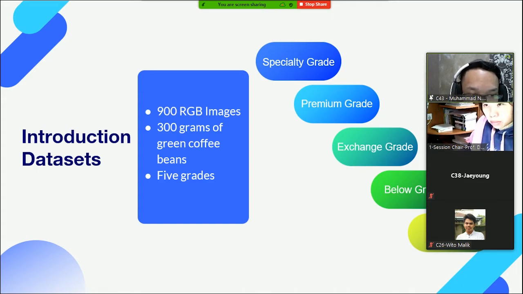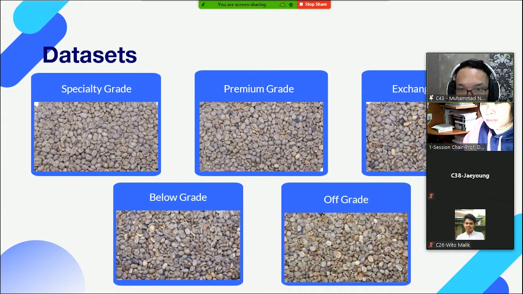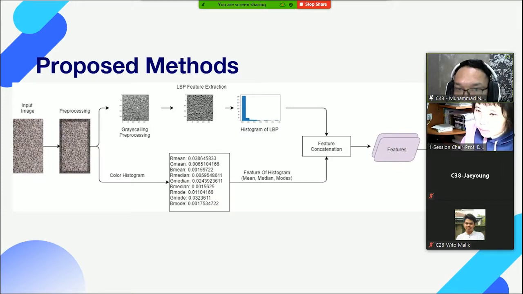There are 900 RGB images as input, with each image containing 300 green coffee beans, and we classify the images into 5 grades from the best quality to the worst, as shown in the stair diagram. The best quality is specialty. The second grade is premium. The third grade is exchange. The fourth grade is below grade, and the last, or worst, grade is off grade. So this is the dataset we have: 5 classes, or 5 grades.